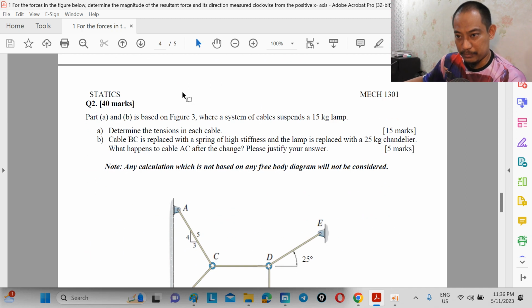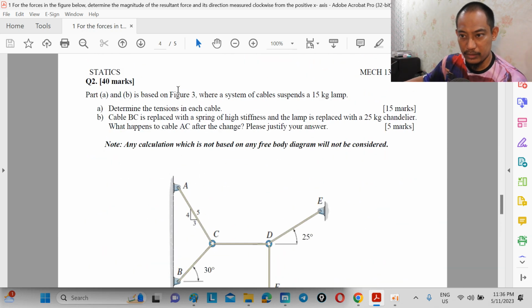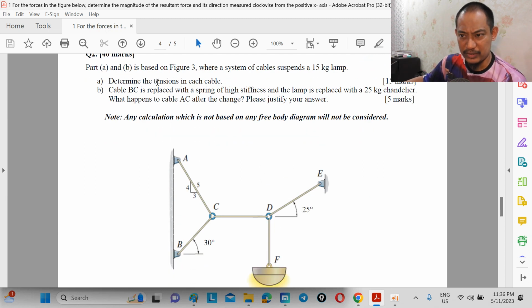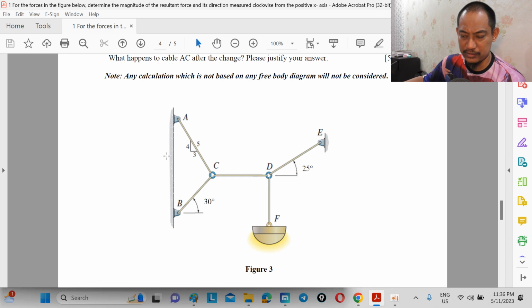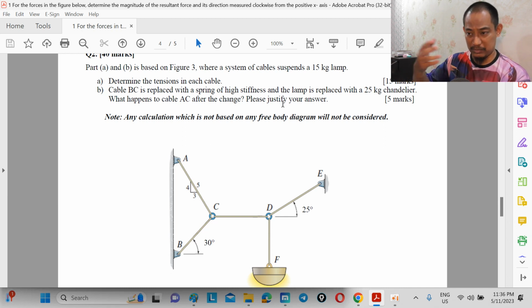And then question number 2 for 40 marks. We have 2 parts as well. The first part, based on this figure, determine the tension in each cable. Basically this is an equilibrium problem of a particle. So you have to consider points C and D, free body diagram, and equations of equilibrium, right? Second, cable BC is replaced by a spring, and so on. Normally when you have a question like this and it says justify your answer, it's a logical, understanding question. So most probably it doesn't require calculation, but understanding to answer.